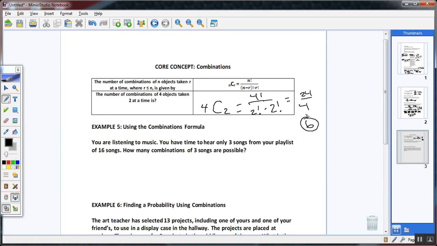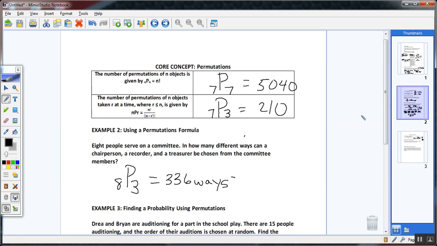No, because if Allie and Audrey were my team, it wouldn't matter if I chose Allie first and Audrey second or vice versa. It would still be the same team, right? Does arrangement matter in combinations? No. So we go back to that example on the previous page.